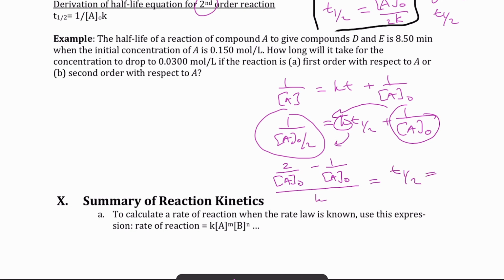So if we simplify, then it is 1 over A naught times k. And so that would be your 2nd order half-life expression.